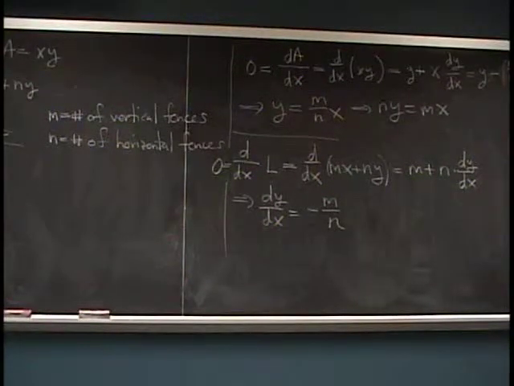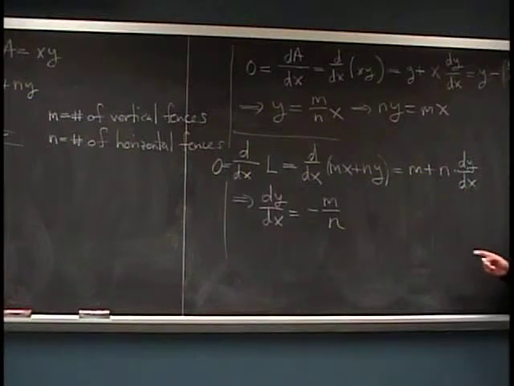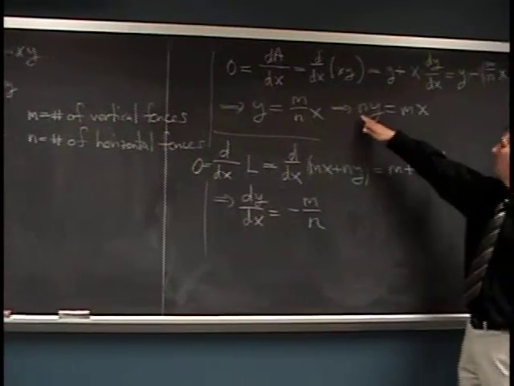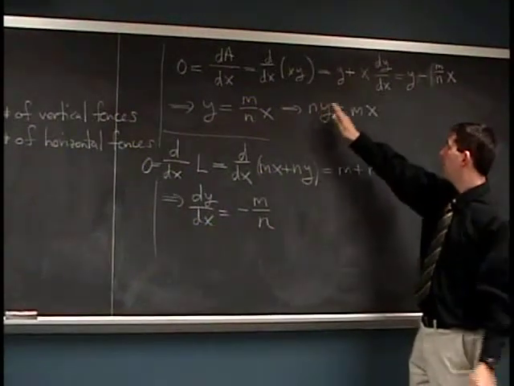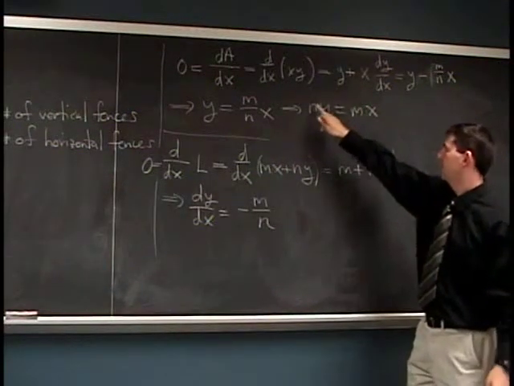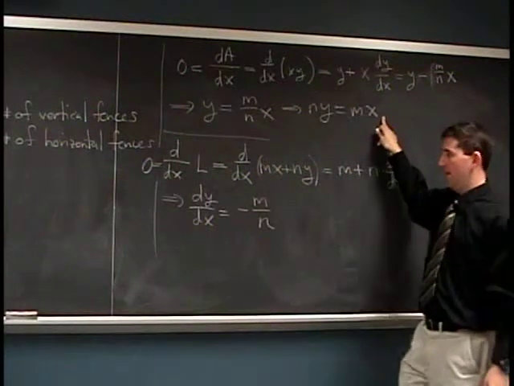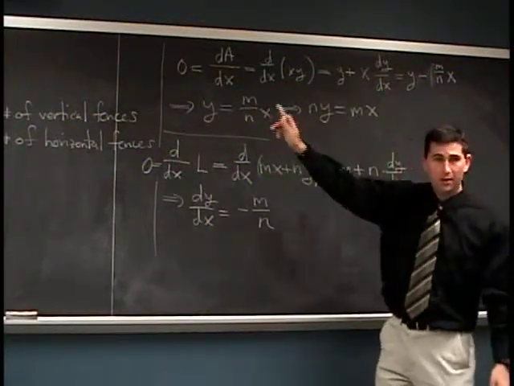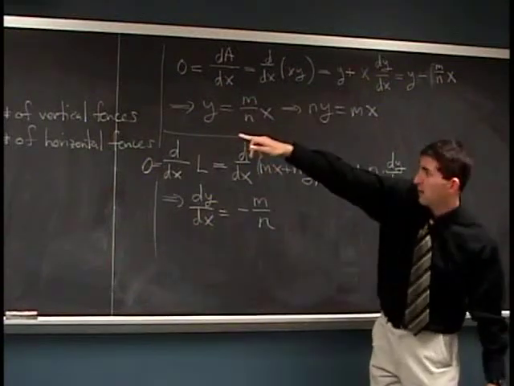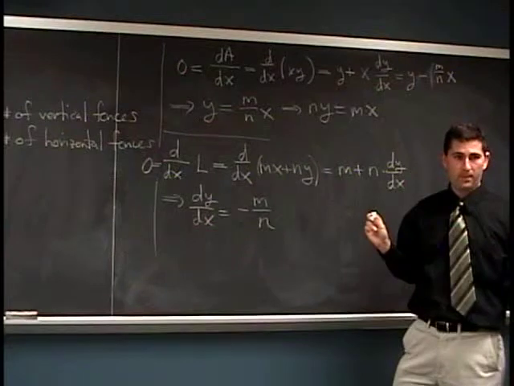Okay, so what does this tell me? Well, what I would like it to tell me is the following. If I choose x and y such that n times y equals m times x, then I will maximize the area given the constraint that x plus ny has to equal L. Okay?